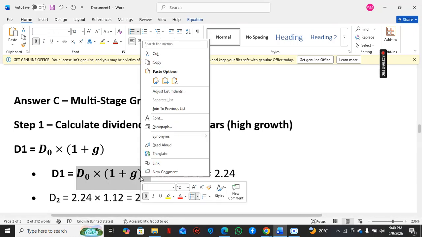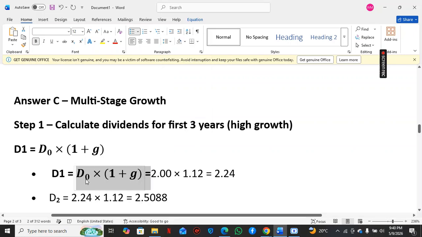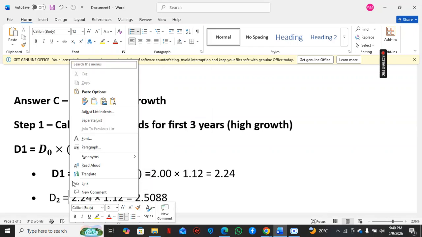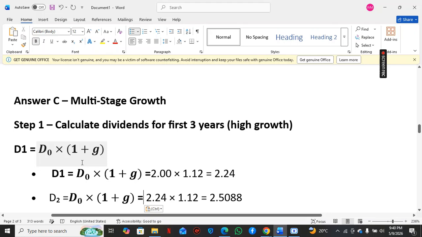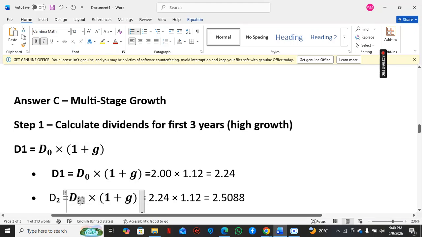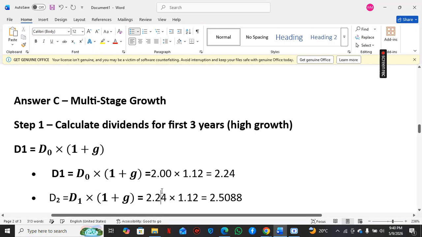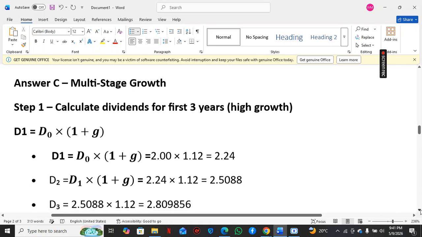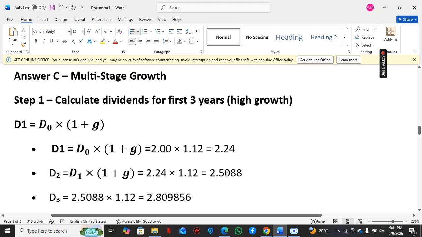Then next you get the expected dividend for year two, which is going to be D1 multiplied by 1 plus g. So D1 is this 2.24 multiplied by the growth factor 1.12, you get 2.5088. That's the expected dividend for year two.